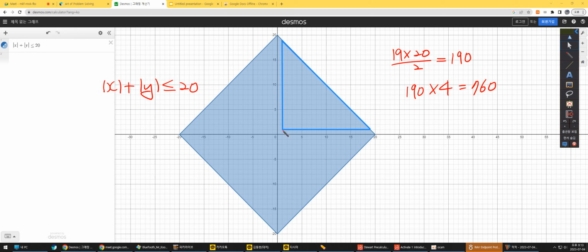And then we can think of the axis. Now I'm thinking of this one. It has 20 pairs. So once again 20 pairs are multiplied by 4. And finally the origin is included. So what's the sum of these three? 841. Yeah, 841 pairs.